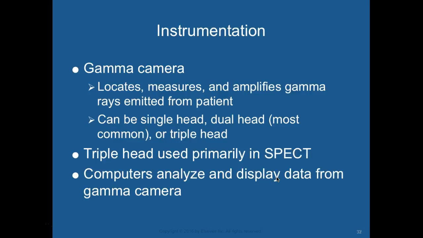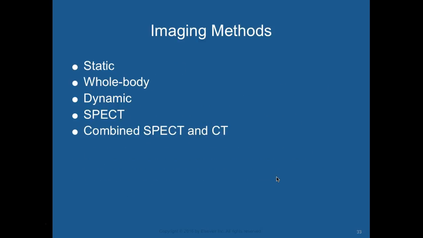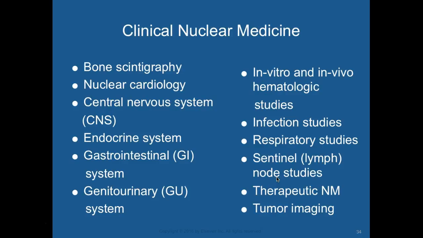So, instrumentation. There are gamma cameras, which locate, measure, and amplify gamma rays emitted from the patient. They can be single, dual, and most commonly triple. Triple heads are used in SPECT. And imaging methods, we have static, whole body, dynamic, SPECT, and combined SPECT and CT. So clinical nuclear medicine, we can do bone scans, scans of the central nervous system, endocrine, GI, GU, in vitro, in vivo.